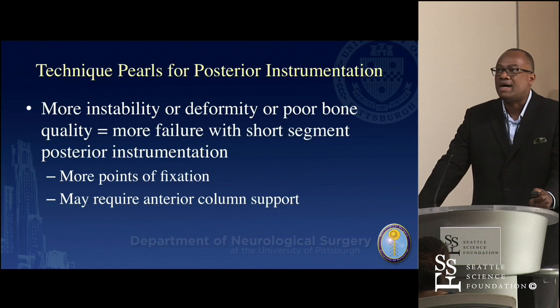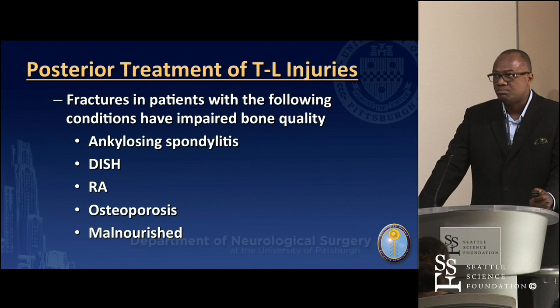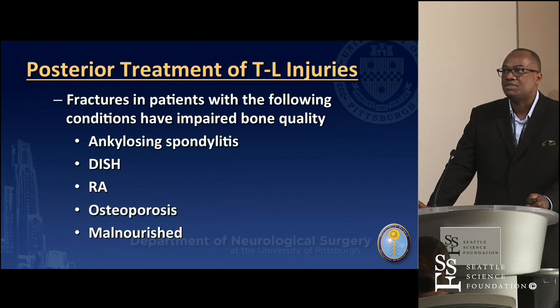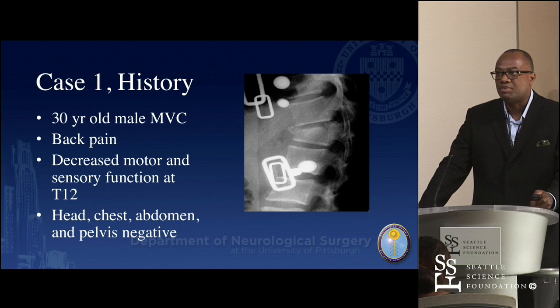Okay, so typically I have these little pearls, I wouldn't say rules, because they were made before I even started training: people with ankylosing spondylitis, DISH, rheumatoid arthritis, osteoporosis, those with severe malnourishment. Basically, I like to go with posterior augmentation for them, okay? We'll skip this in the interest of time.